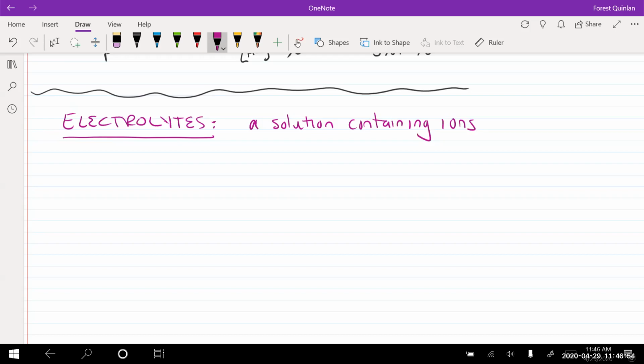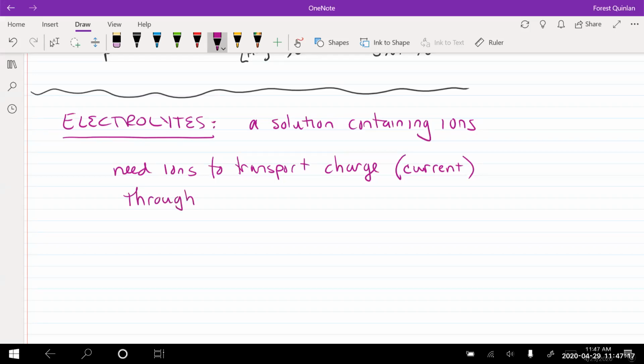Now, electrolytes are there because you need ions to transport charge, current, through water. Now, just for definitions, electricity is electrons, current is from the ions.